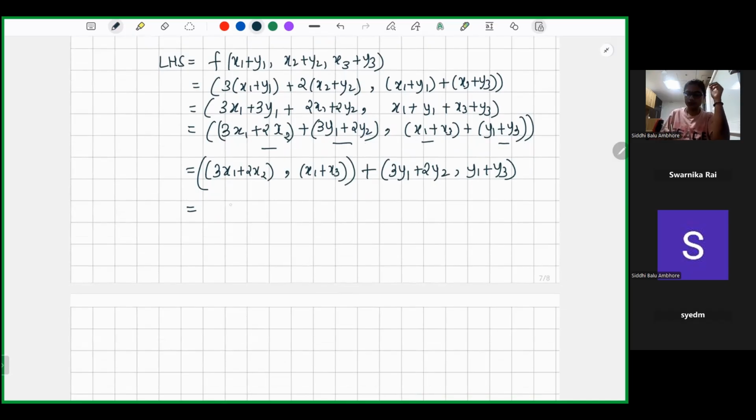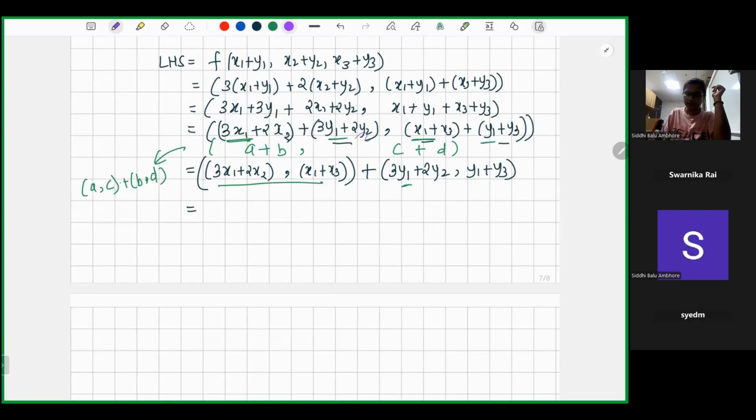Can you explain this last step? Yes, I'm just separating this addition. So this is (a, b) plus, sorry, (a + b), and this is (c + d). So I'm just separating them as (a, c) plus (b, d). This and this I'm clubbing together to get this, and this and this to get this.